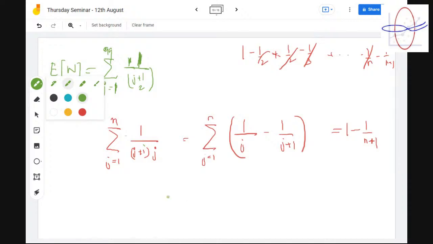So limit n tends to infinity, what will it be? Limit n tends to infinity, what will it be? It's not choose 2, it's p2. We have made the change. It will be 1. So isn't it beautiful that the expected number of times this will happen is 1.